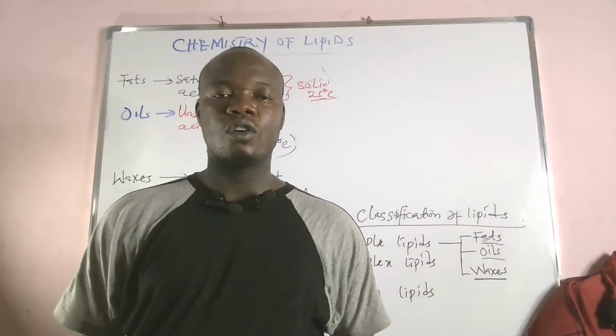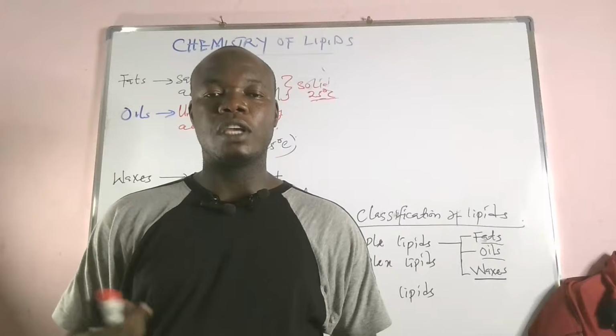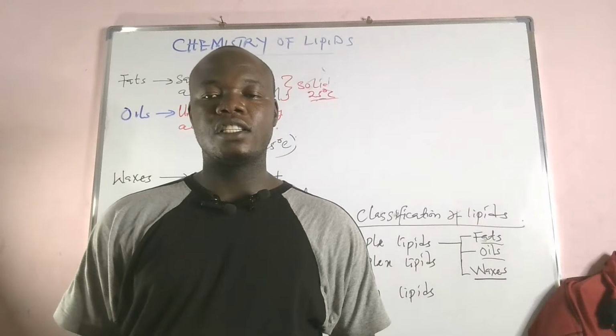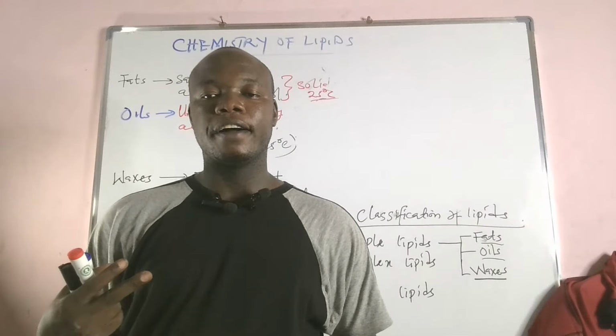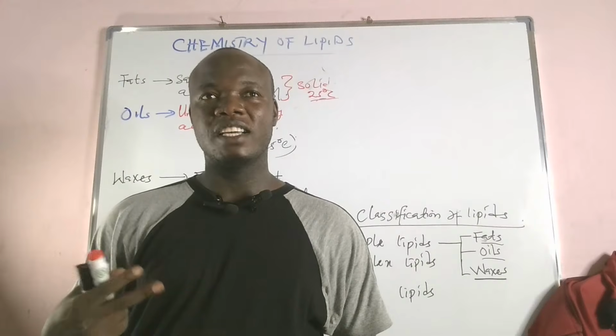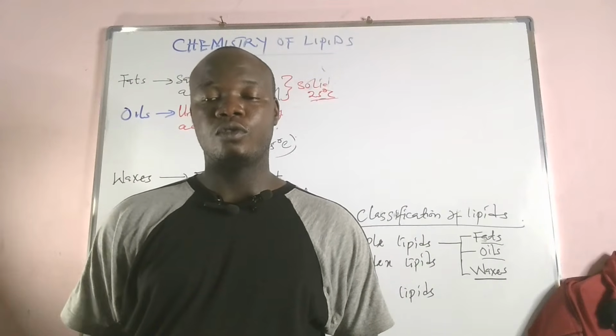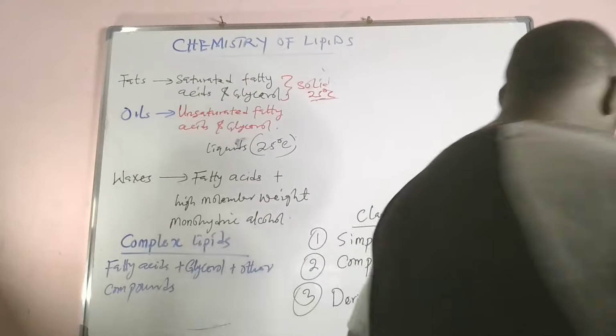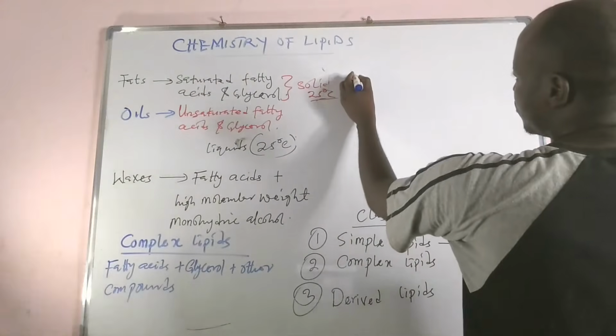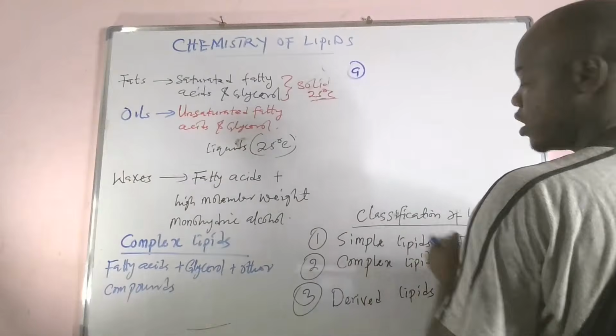Examples of other compounds can be ethanolamine, carbohydrates, or a sulfur group. So now let's look at the examples of the complex lipids.